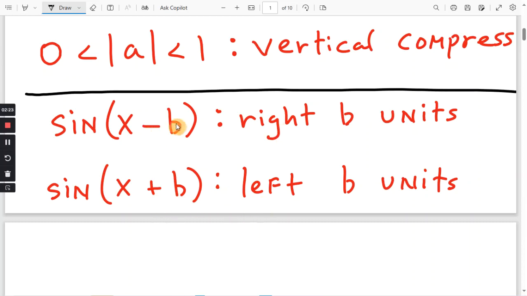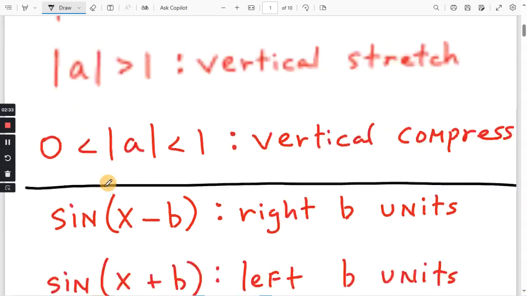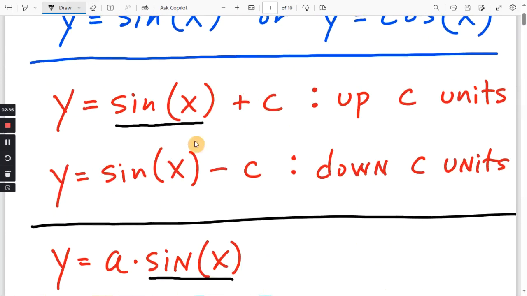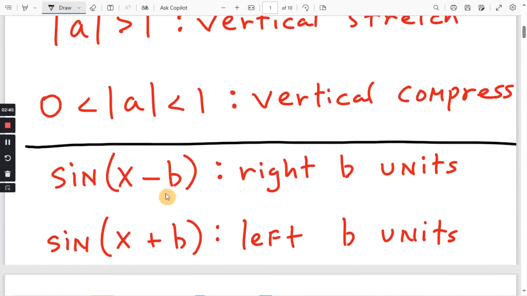Okay, and notice we are adding and subtracting inside the parentheses because there's a difference between adding or subtracting from x and adding or subtracting from the original function. Okay, so if you do plus or minus c to the entire function, that moves it up or down. But if you just add or subtract from x, that moves it right or left.